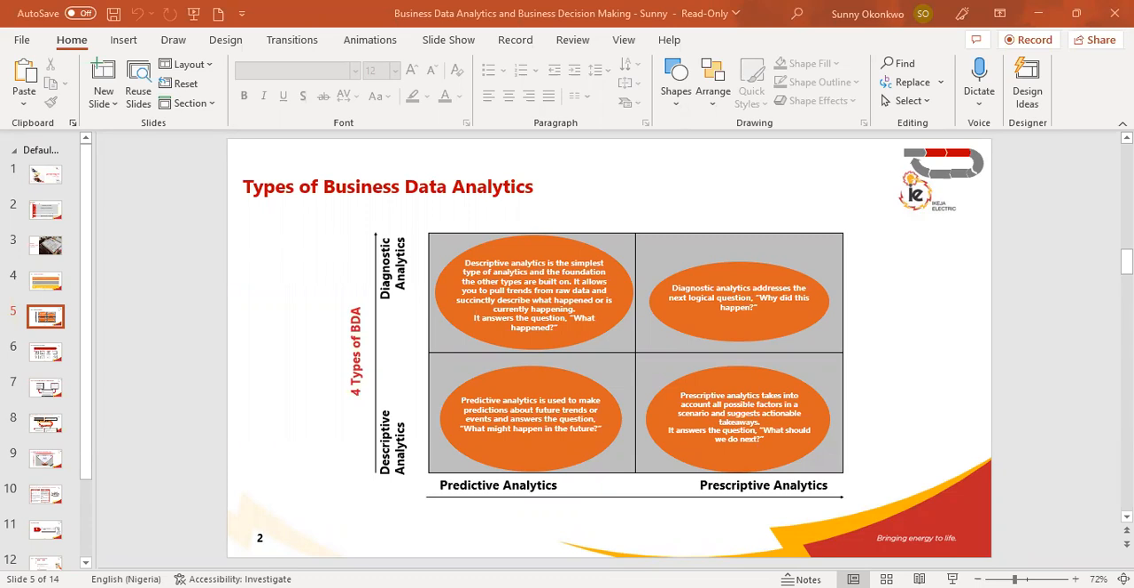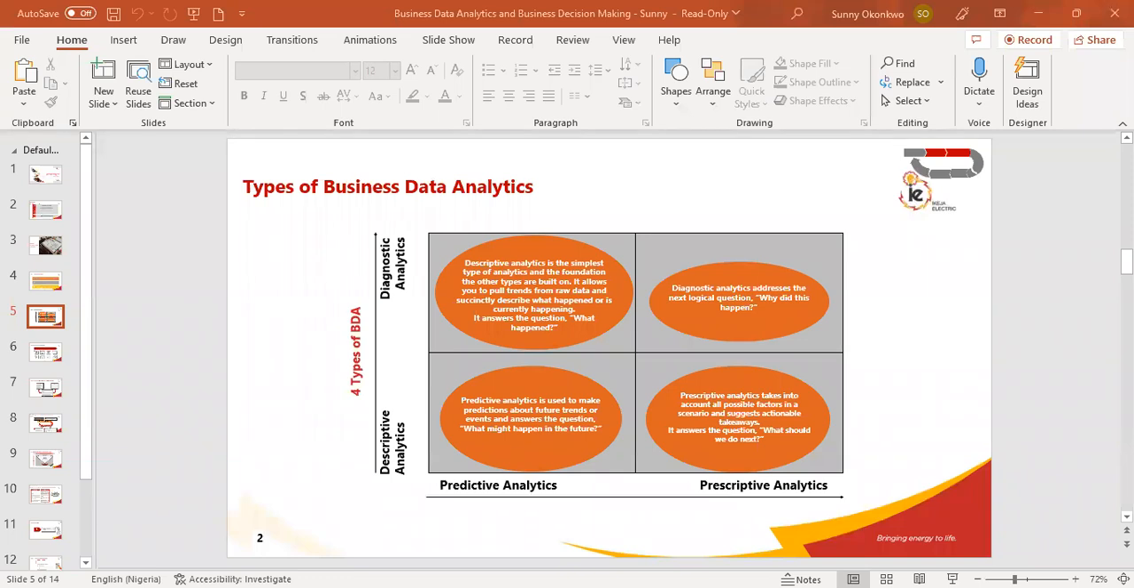So the third type of analytics that you should know or know how to do is diagnostic analytics. This one is also simple, but it's not as simple, because you need to understand how that industry or that business works.